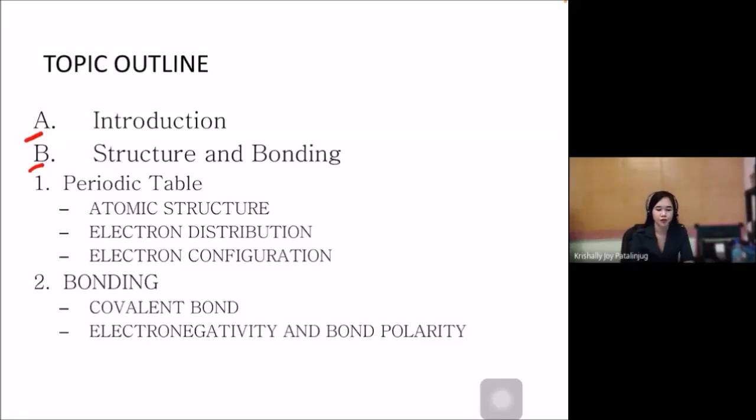Structure, electron distribution, electron configuration, lahat yan. Covalent bonding, electronegativity, and also bond polarity. All of this is basic information that is somehow familiar sa inyo because I have introduced this during our pharmaceutical chemistry, yung sa inorganic chemistry. So, we will have a quick review lang dyan sa mga subtopics na yan. And then we will proceed with the heart of organic chem.